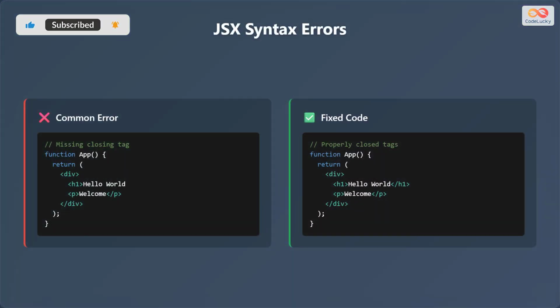One of the most common errors in React involves JSX syntax. On the left, you can see an example of a common error where a closing tag is missing. Specifically, the heading 1 tag is not closed properly. This will cause React to throw an error because all tags must be properly closed. On the right, you can see the corrected code with the properly closed heading 1 tag. Always ensure that every tag you open in JSX has a corresponding closing tag, or is a self-closing tag.